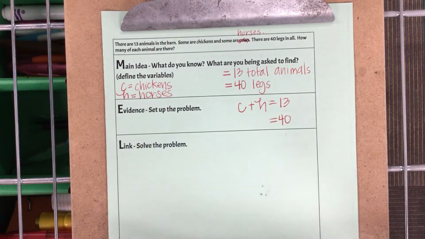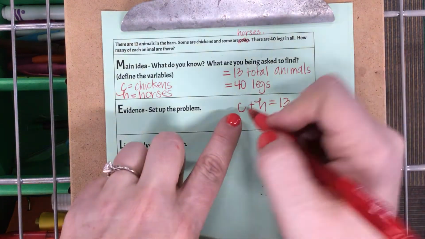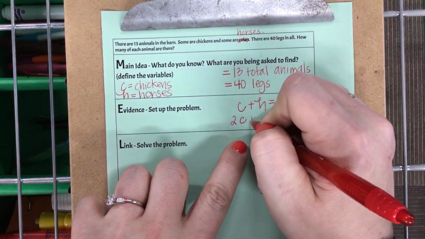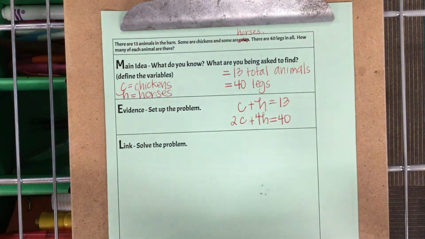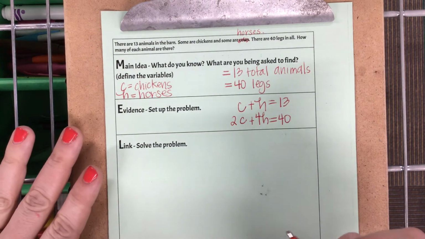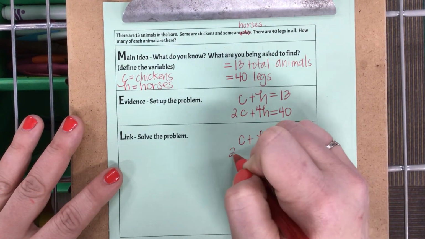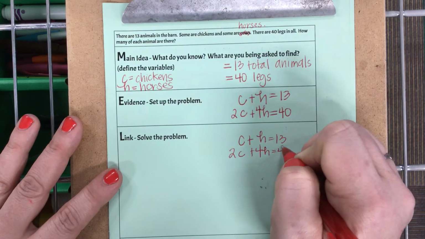Now, next part, we have to use a little bit of prior knowledge. Because it's not C plus H equals 40. Rosie, what is it? Chicken legs and horse legs. It's chicken legs and horse legs. So it's 2C plus 4H. All right, so I set it up. C plus H equals 13, and 2C plus 4H equals 40.